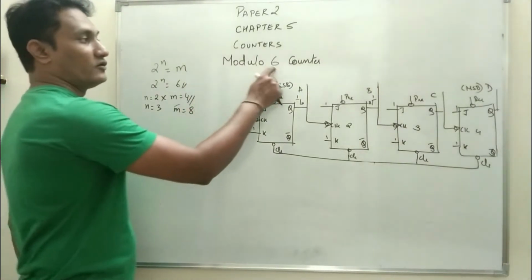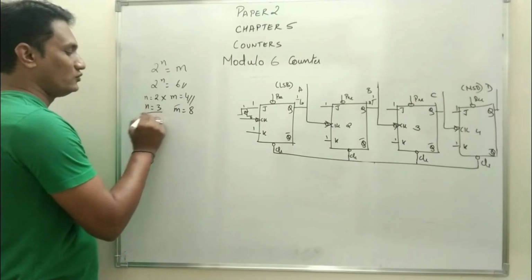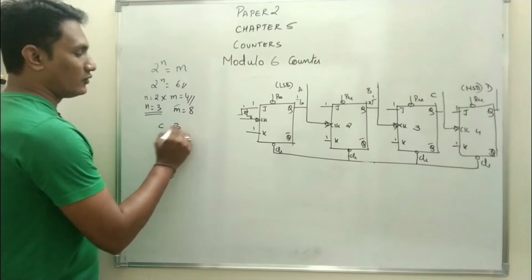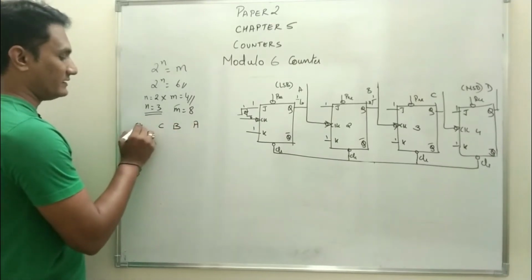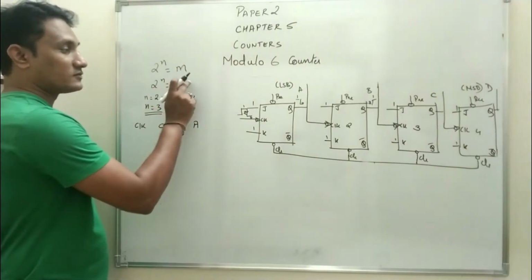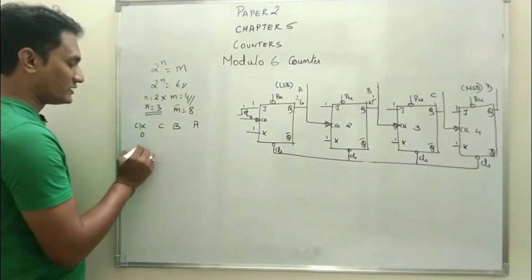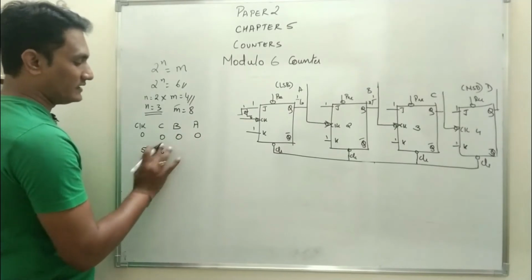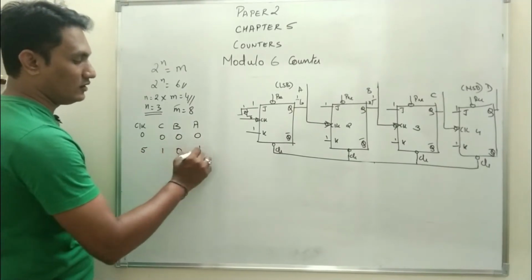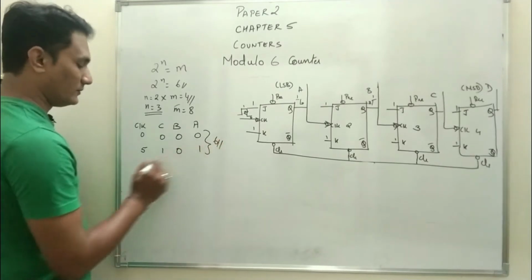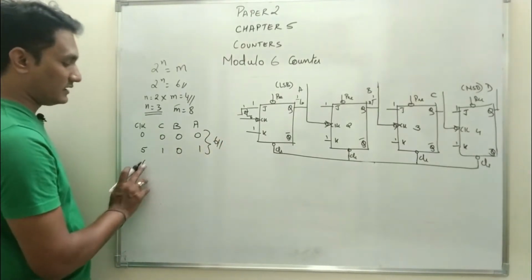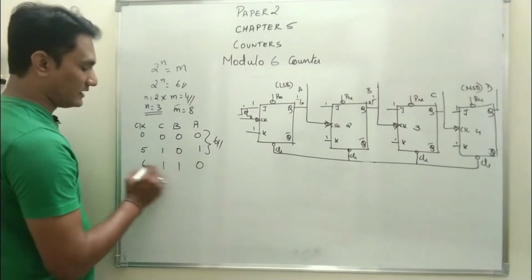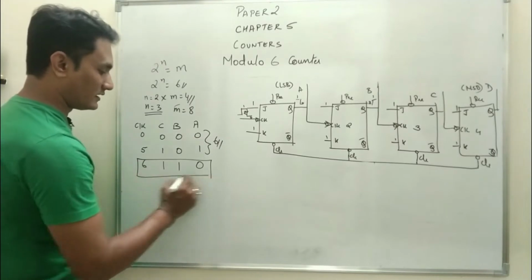So in the case of a modulo 6 counter, how many flip-flops do we have to use? We have to use 3 flip-flops. So how many outputs? 3 outputs, C, B, A, and this will be the clock. If it is a modulo 6 counter, it should count from 0 to 5. So the states will be 0, 0, 0 up to 5, which is 1, 0, 1. The total number of discrete states will be 6, and at the 6th condition it should reset. So what is the 6? 1, 1, 0. This is the point where the circuit should reset.